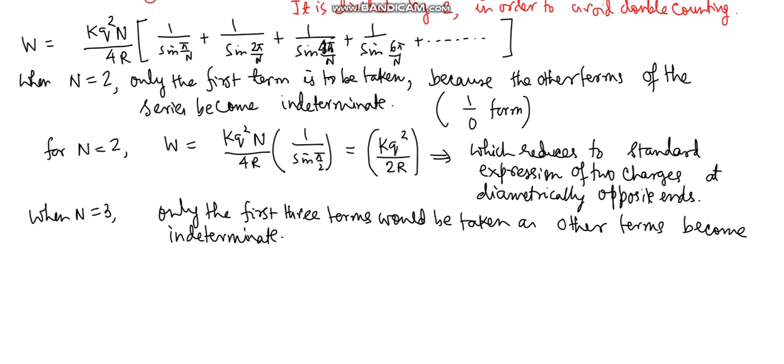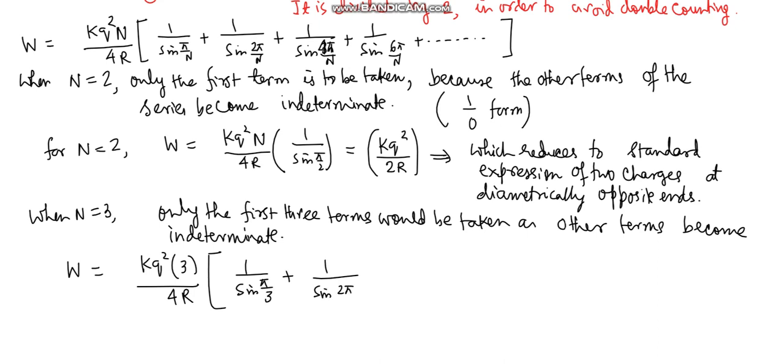So let me try. W is equal to, when I put n is equal to 3, kq square, n is equal to 3, divided by 4r, and it is 1 by sine pi by 3, 1 by sine 2 pi by 3, and another is 1 by sine 4 pi by 3. Only these 3 terms. See, if I put n is equal to 3 in that fourth term, sine 6 pi by 3 means sine 2 pi. Sine 2 pi is 0, it becomes 1 by 0. So we have to only take the terms which are valid, which are not meaningless.